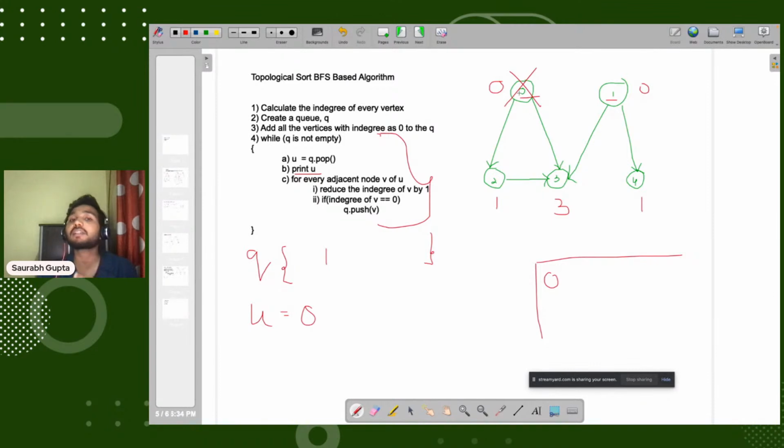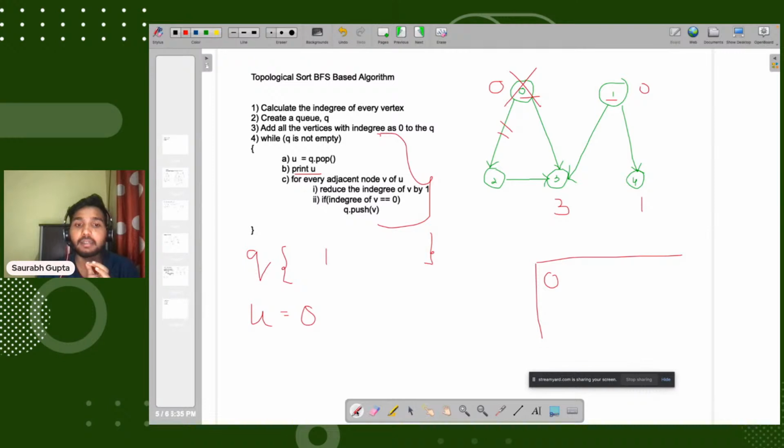So what is the first adjacent vertex of 0? That is this 2. For this 2, because this 0 has been resolved, that means this particular edge has been resolved. So I will decrease the in degree of 2 by 1. Earlier the in degree of 2 was 1. Now it will become 0.